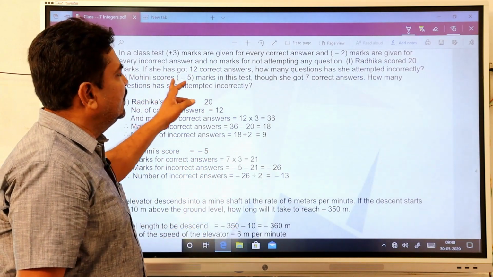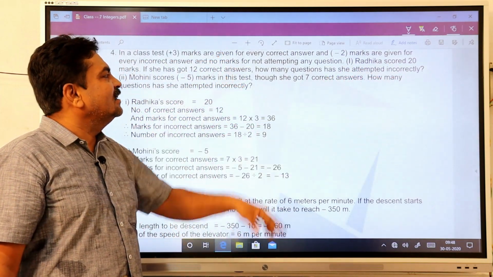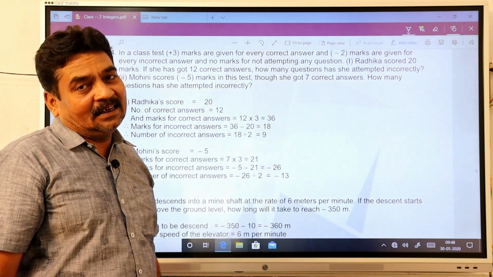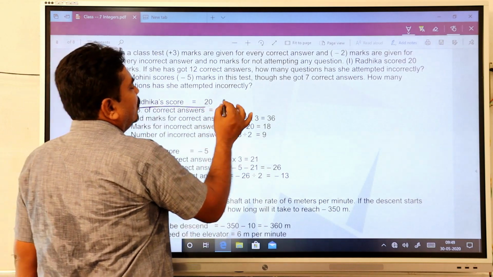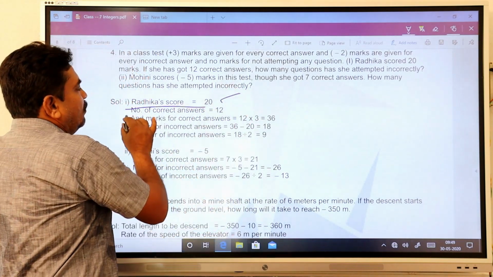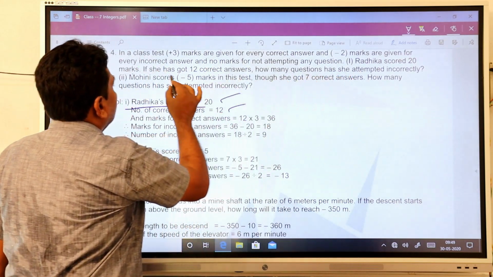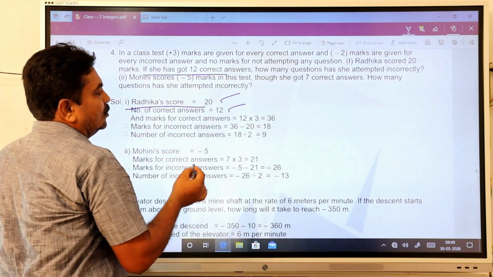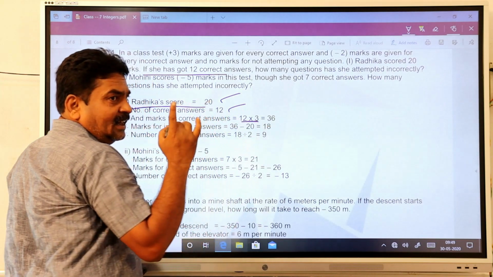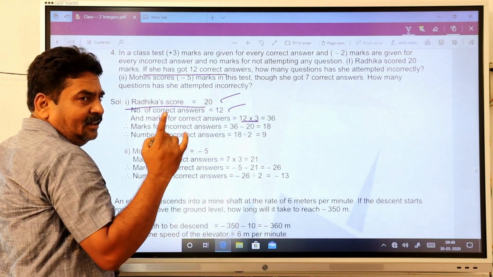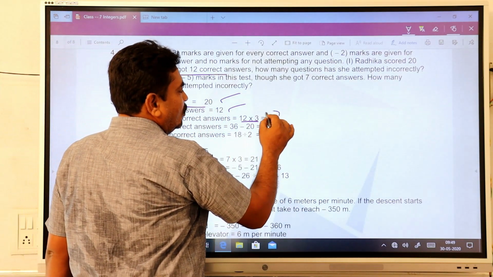So here the first question is, Radhika scored 20 marks. If she got 12 correct answers, how many questions did she attempt incorrectly? Let us see. Radhika scored 20 marks, that we have written. Number of correct answers is 12. Each correct answer gets 3 marks. So 3 into 12 is how much? 36. So for correct answers she scored 36.